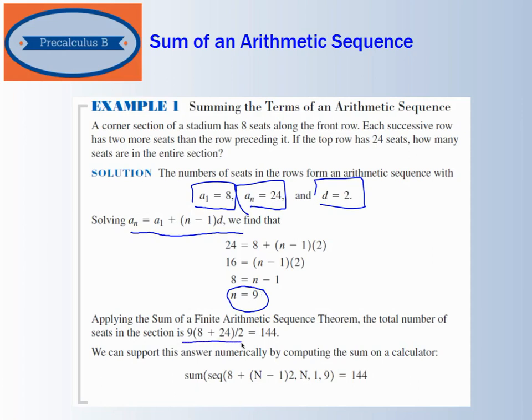Then we just plug it into the theorem that we learned about, and we do 9 times 8 plus 24, all divided by 2, and we find that there are 144 seats. We can also compute the sum on a calculator. You can plug in the sum of the sequence 8 plus n minus 1 times 2, where n goes from 1 to 9. This is the syntax for what you would write in your calculator. That's not something you really should need to do. Just plug it into the formula for the theorem.